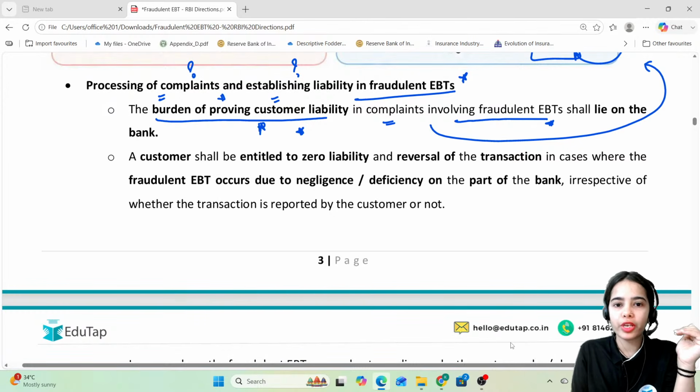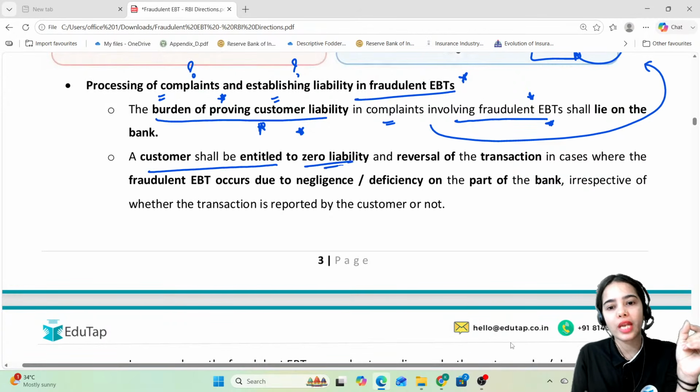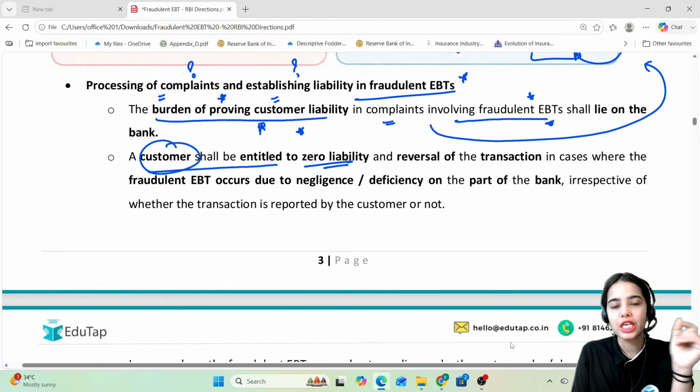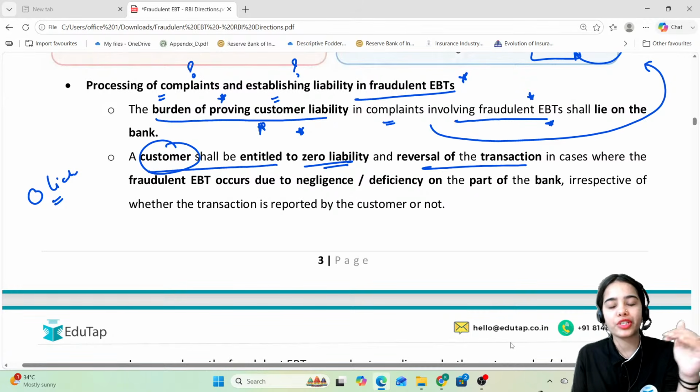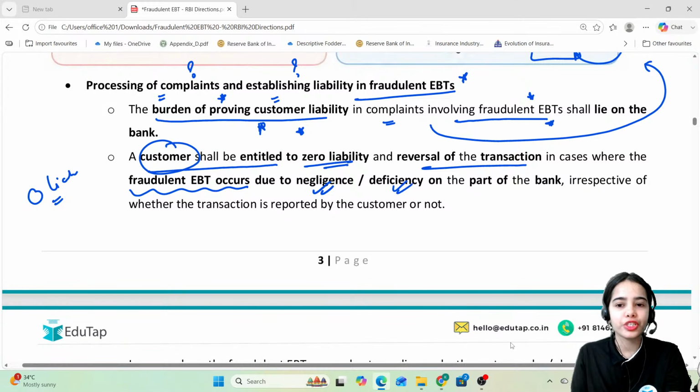So burden of proving customer liability in complaints involving fraudulent EBTs shall lie on the bank. The customer shall be entitled to zero liability and reversal of the transaction in cases where the fraudulent EBT occurs due to the negligence or deficiency on the part of the bank.